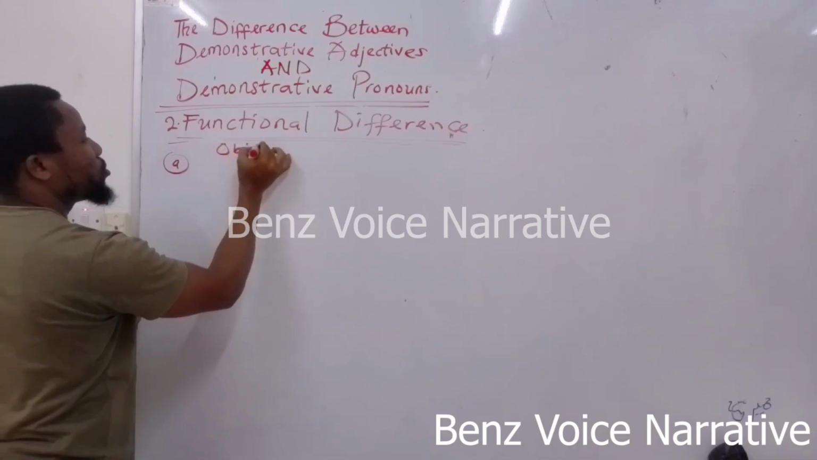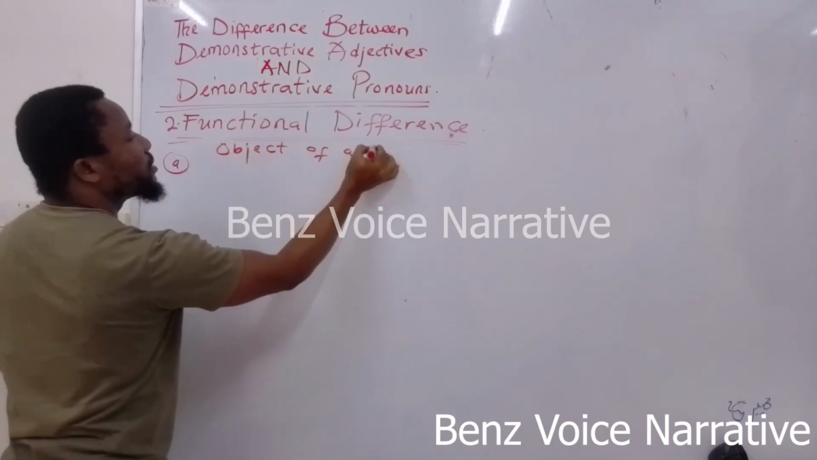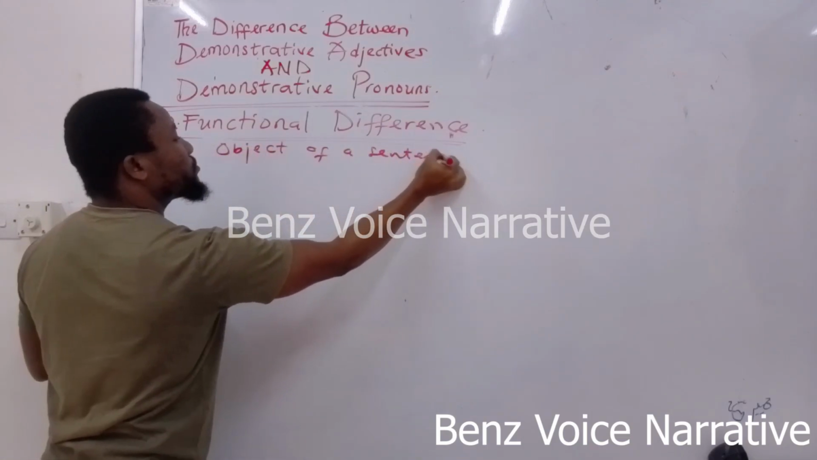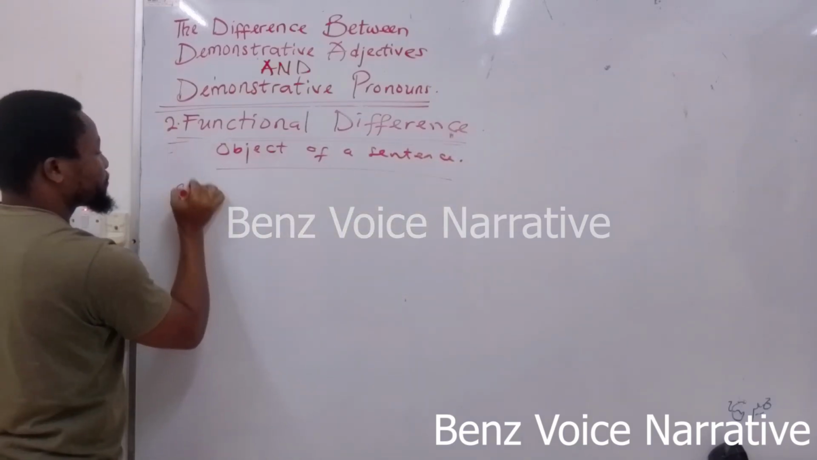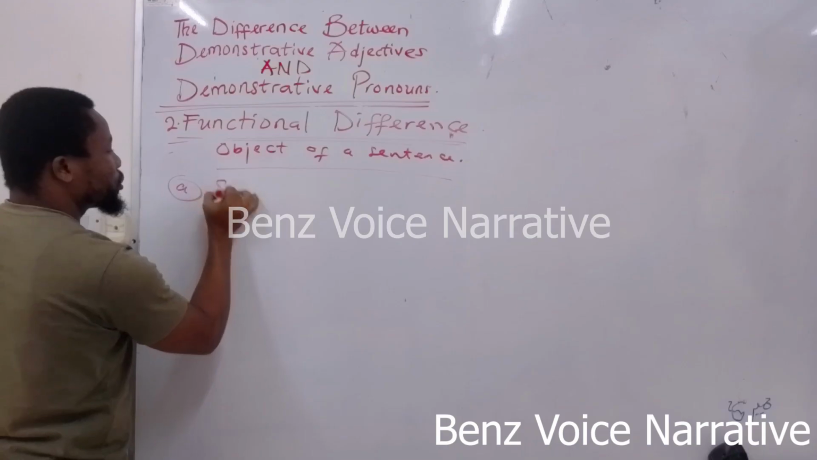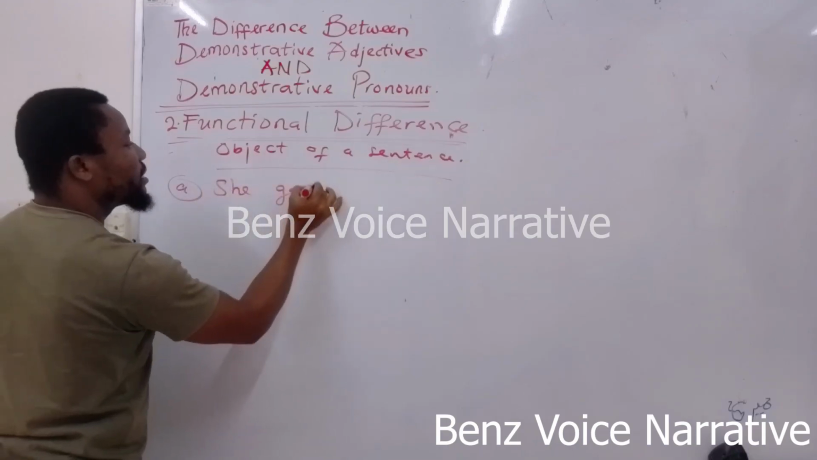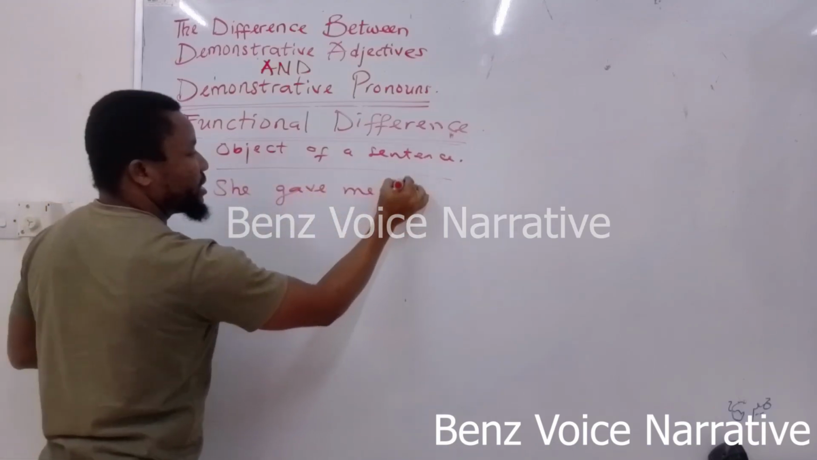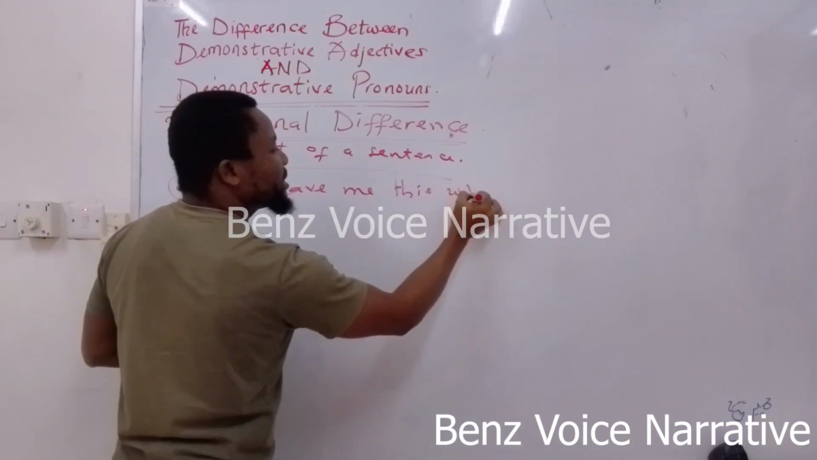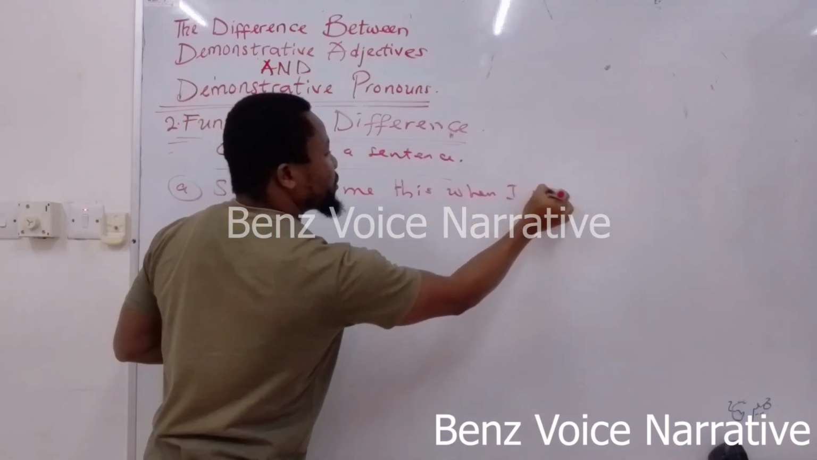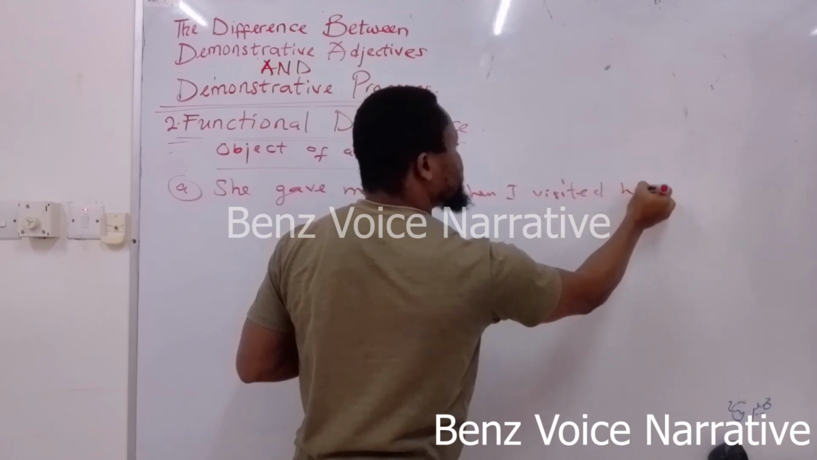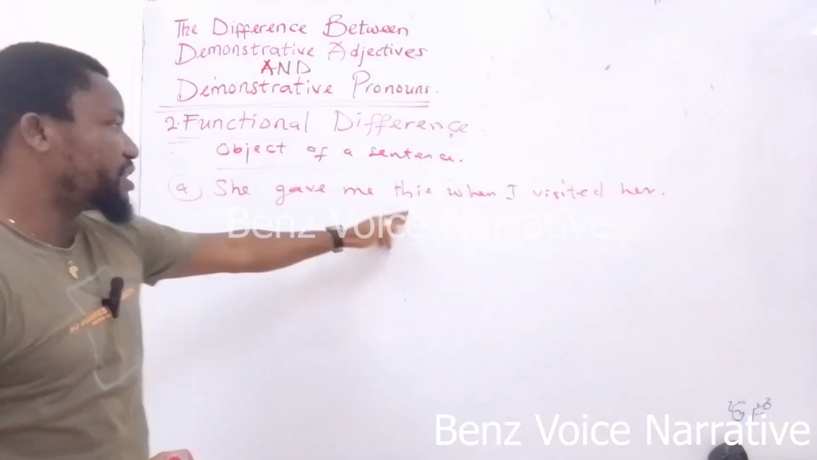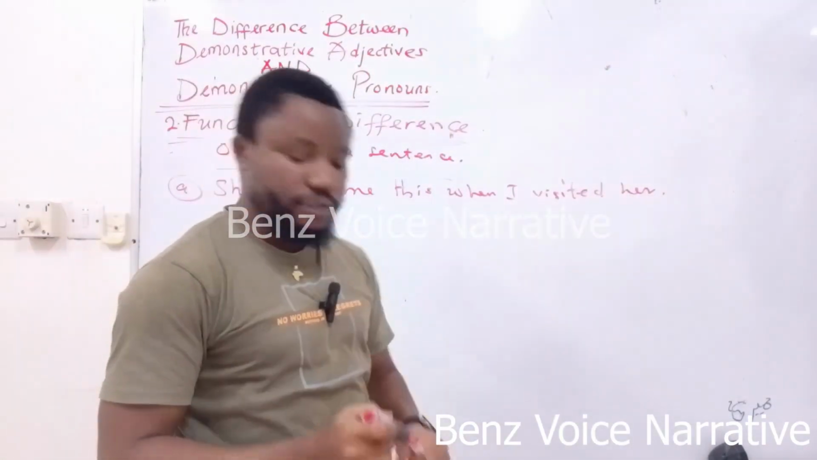Object of a sentence. Object of a sentence. Okay, here's an example. She gave me this when I visited her. I see with your frame. Very good. When I visited her. She gave me this when I visited her.